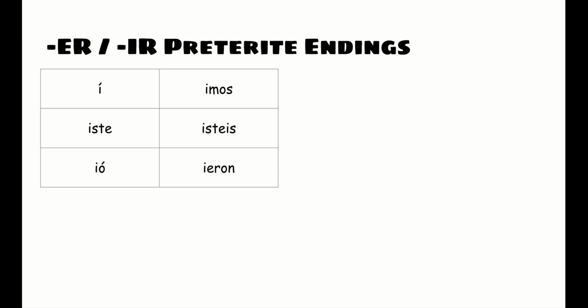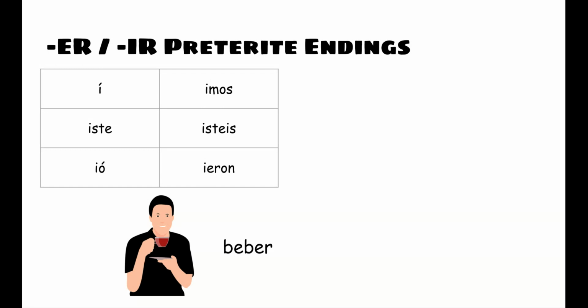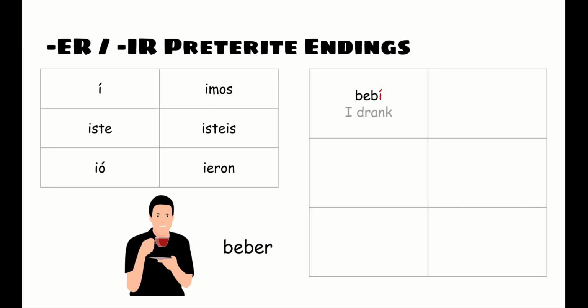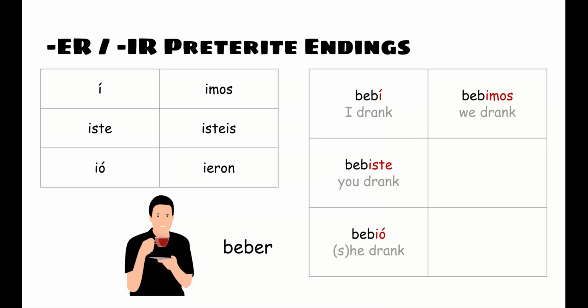So if we're going to use an ER verb like beber, which means to drink, in the past tense we would say drank. So bebí means I drank. Bebiste means you drank. Bebió means she or he drank. Bebimos means we drank. Bebisteis means you all drank. And bebieron means they drank.